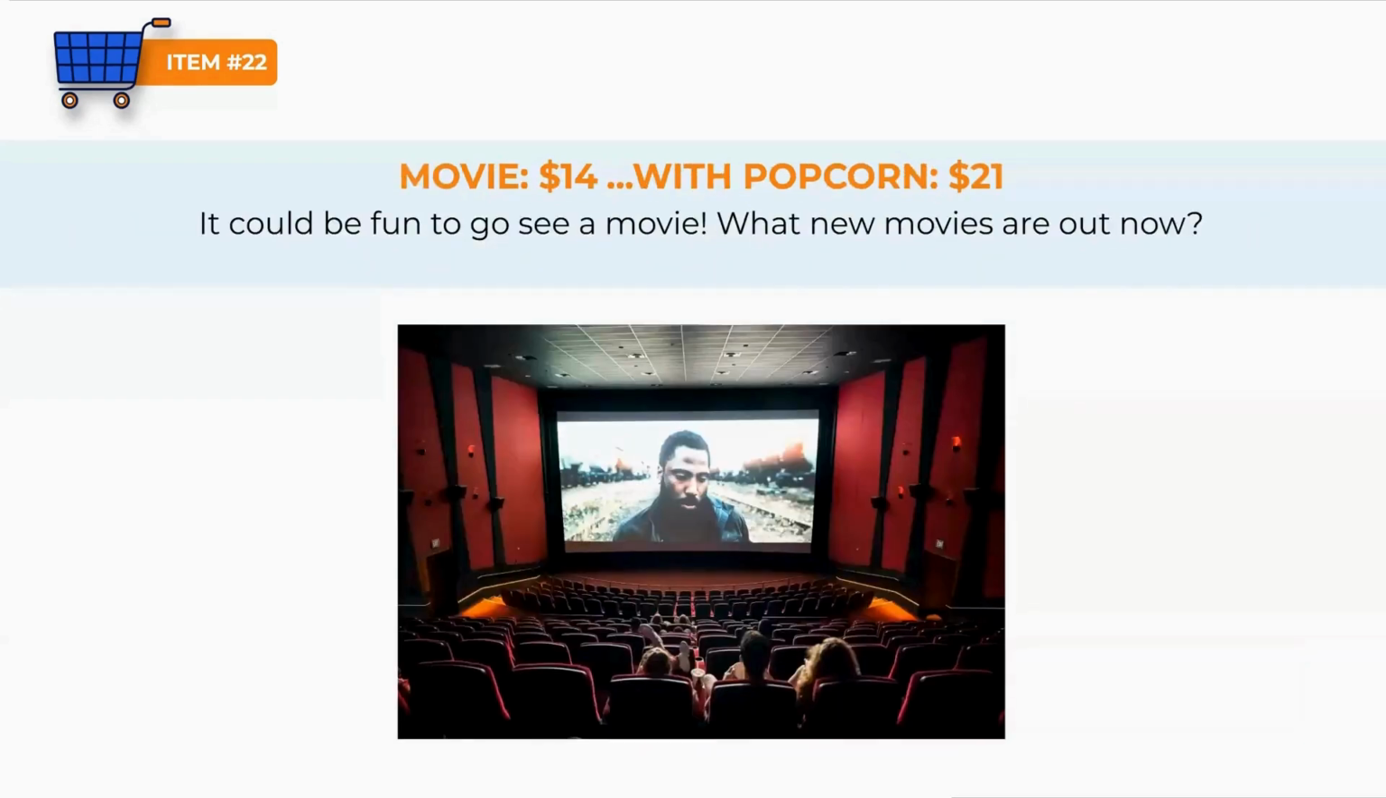Movies, $14. Popcorn, $21. That's real. Now, you can get the little baby bag, I think, for $13. They now do the thing where you get the tub and you can refill the tub. So that's why everybody gets a tub. Or you can just stay home and pop it in your own microwave.